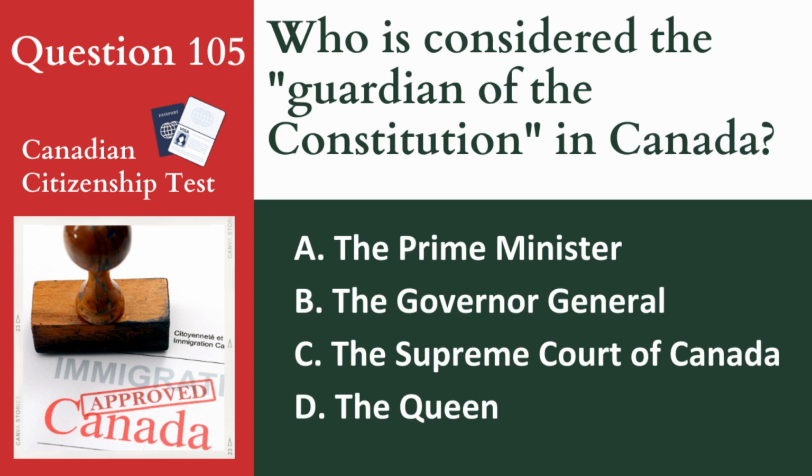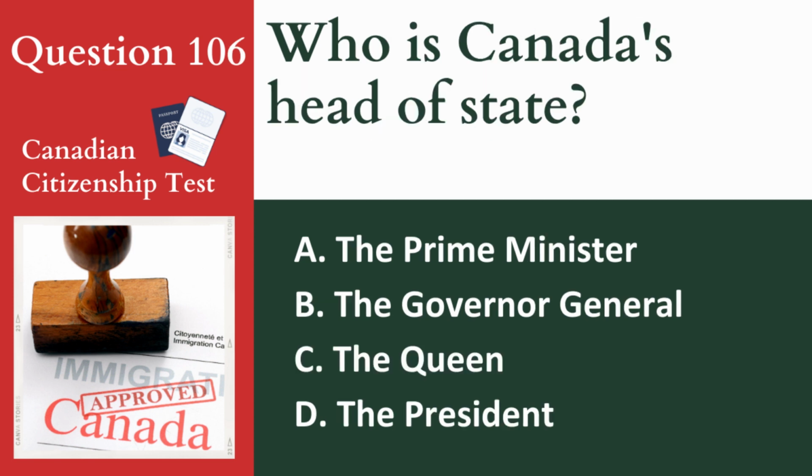Question 105. Who is considered the guardian of the Constitution in Canada? A. The Prime Minister. B. The Governor-General. C. The Supreme Court of Canada. D. The Queen. Answer: C. The Supreme Court of Canada. The Supreme Court plays a key role in interpreting the Constitution and has the authority to strike down laws that violate constitutional limits.